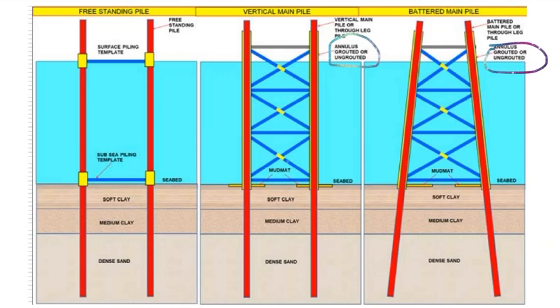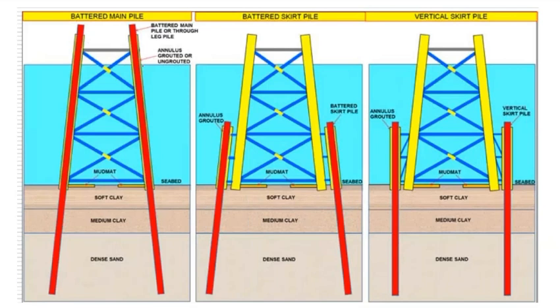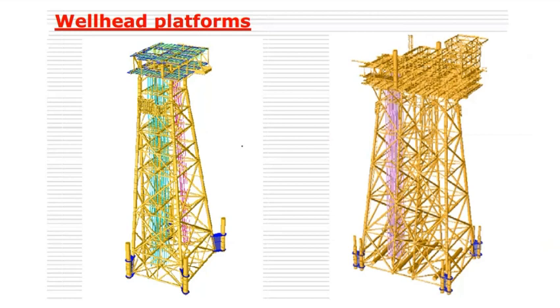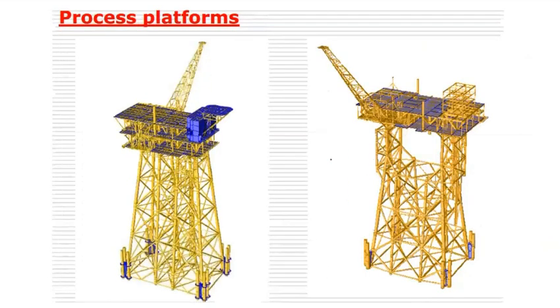You can see the mud mat, seabed, soft clay, medium clay, dense sand. This kind of sample detail can be seen. Battered main pile and battered skirt pile. You can see the skirt pile, vertical skirt pile, battered skirt pile, and vertical skirt pile. We can have different concepts and configurations, welded platforms, process platform samples.